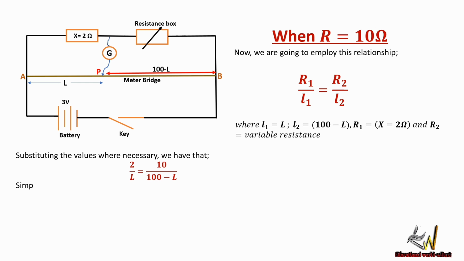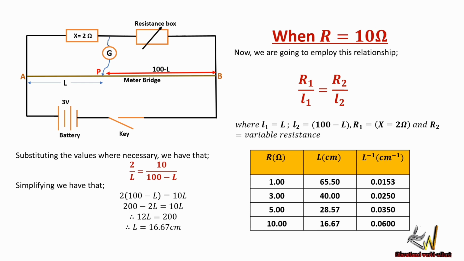So we now simplify and find the value of L. This is a very simple calculation. Performing that, it leads us to 12L is equal to 200. Therefore L is equal to 16.67 centimeters. So we move over to our table of values, and computing it, we have that when R is equal to 10 ohm, L is equal to 16.67 centimeters, and the inverse of L is 0.06 per centimeter.